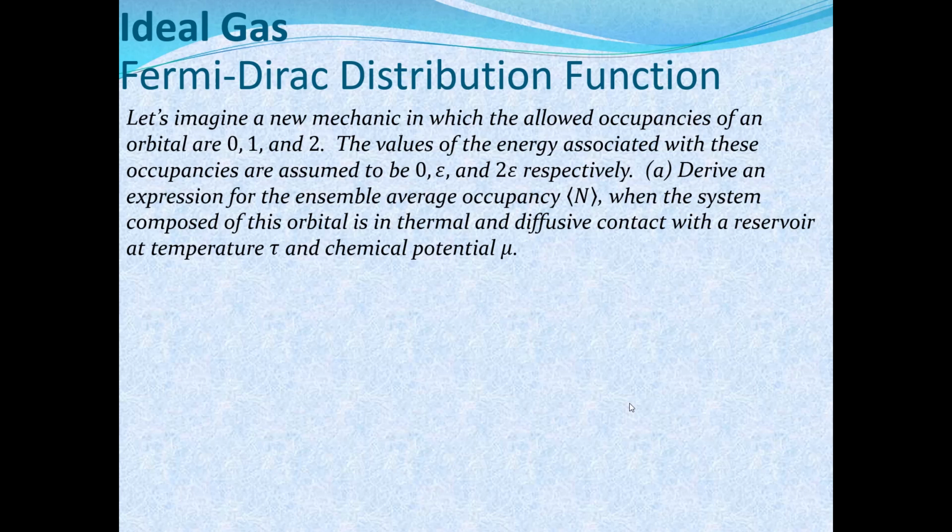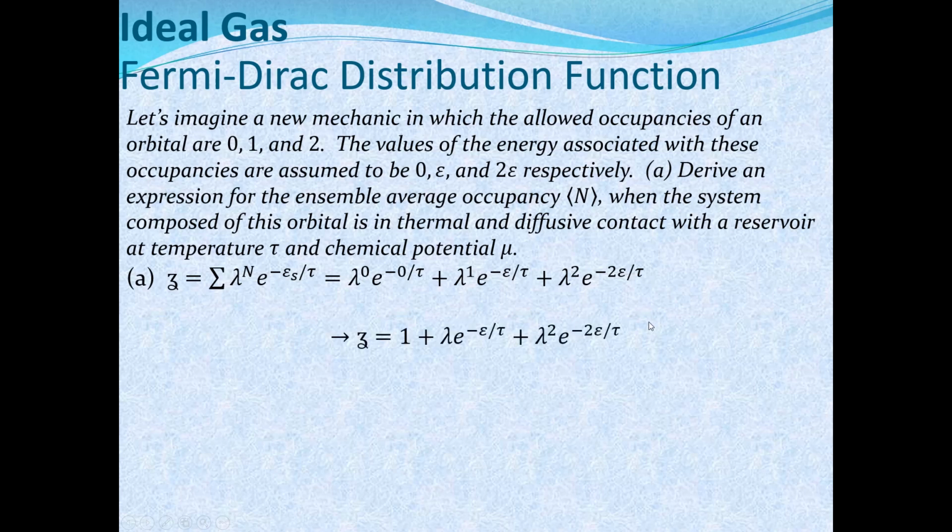All right, so here we're imagining a new case where now the occupancies could either be 0, 1, or 2, and the energies are going to be 0, epsilon, and 2 epsilon. And they want us to basically come up with a new average occupancy number. All right, so our grand sum partition function is going to look something like this. So no occupation, one particle, two particles. Easy peasy. So there's our grand sum equation.